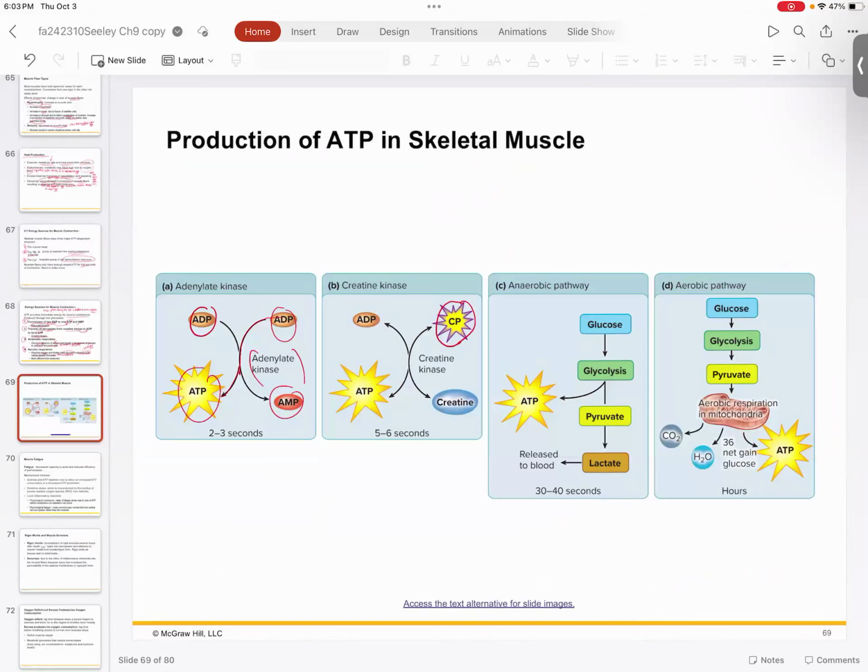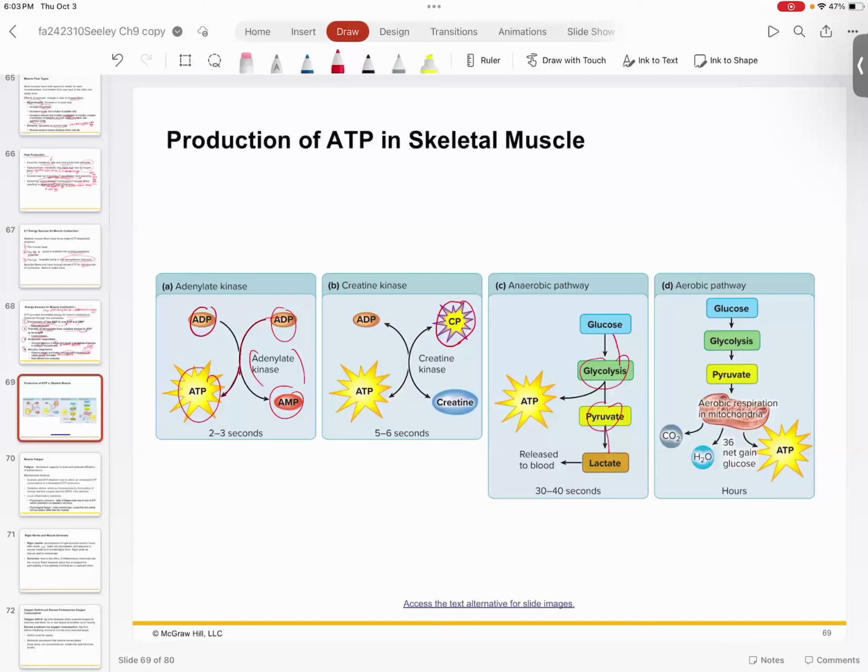Okay, so in the aerobic pathway, we're going to take a molecule of glucose. We're going to go through the glycolysis process to generate pyruvate, which then we will convert to lactate. And in that process, we'll generate some ATP.